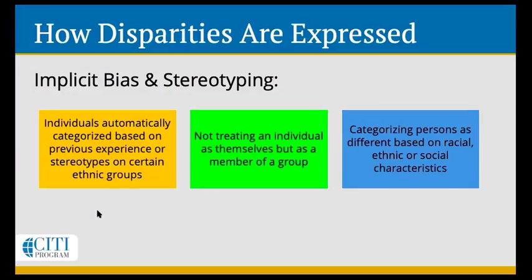So let's shift now to some of the ways in which disparities are expressed. This may be done by implicit bias towards individuals or stereotyping of groups. With implicit bias, individuals are automatically categorized based on previous experience or stereotypes of certain ethnic groups. Implicit bias can emerge over time without one being aware of negative feelings towards an individual or a group.